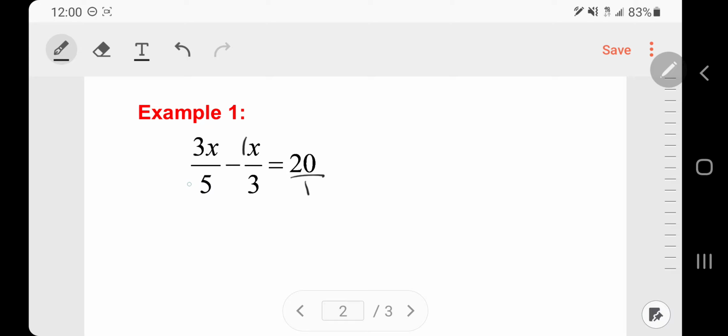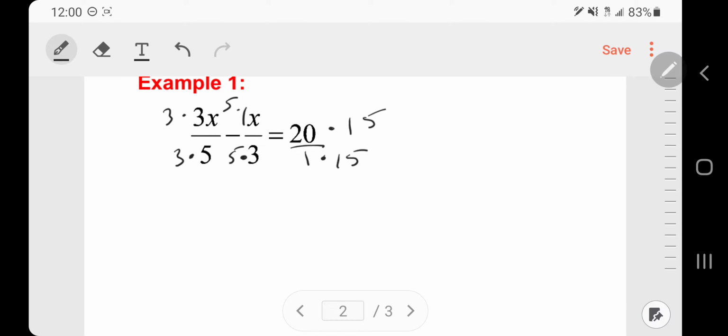So in order to make a 5 a 15, I multiply by 3, and I do that on both the numerator and denominator. In order to make my 3 a 15, I would multiply by 5, again, numerator and denominator. And then to make a 1 a 15, I'm going to multiply top and bottom by 15. Now we'll rewrite it with our new equation.